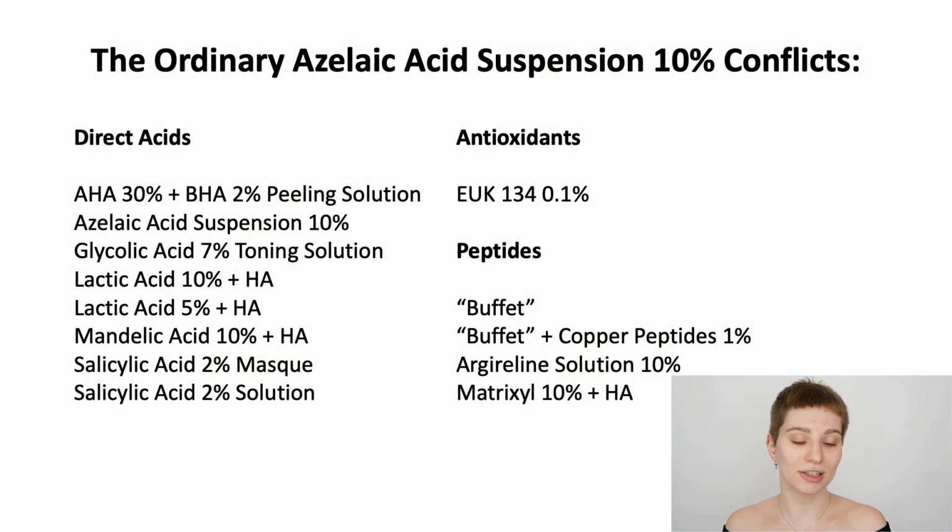So the main conflicts are direct acids, such as, for example, the peeling solution or the toner or lactic acid, etc. You can see the list right here. Then also the antioxidants, which it only has a conflict with the OIC 134. And also with peptides, such as, for example, Buffet.